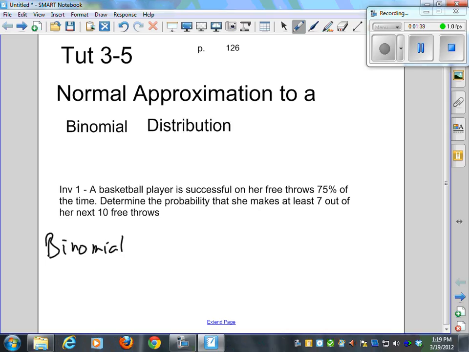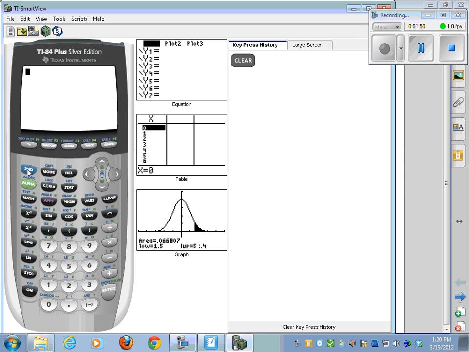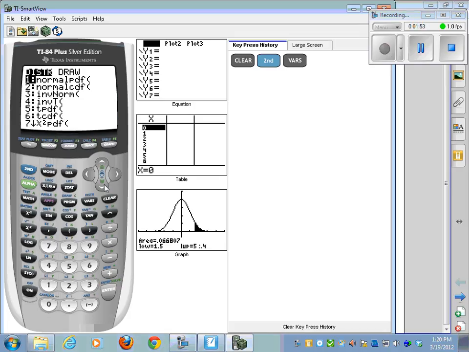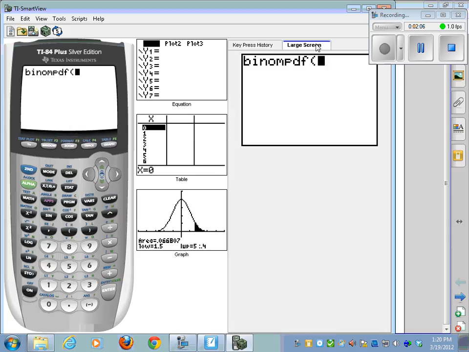we would go binom PDF. Where do you find binom? Second function, distribution. I think it's 0 or A on mine, I can't remember. Remember, you want to pick the PDF one, not the CDF, so binom PDF. Now, the syntax asks how many trials, how many free throws is she attempting? 10. And she's a 75% free throw shooter.